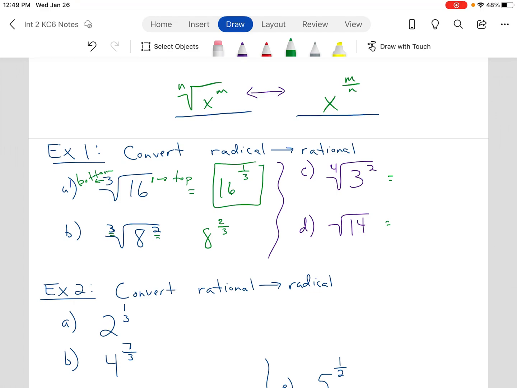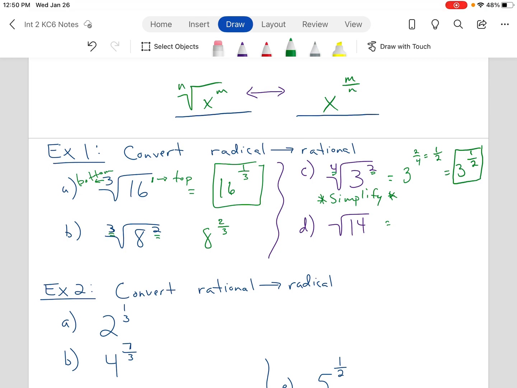Okay, so for C, I have 4 as my index, 2 as my exponent, so I get 3 to the 2/4 power. However, I could simplify 2 over 4. 2 over 4 is the same thing as 1/2, so my final answer is actually 3 to the 1/2 power. So make sure you simplify if you can, because I'm going to give you answers in simplified form.